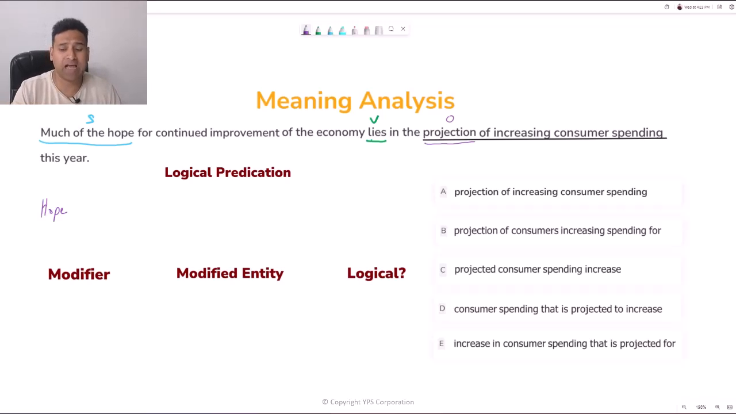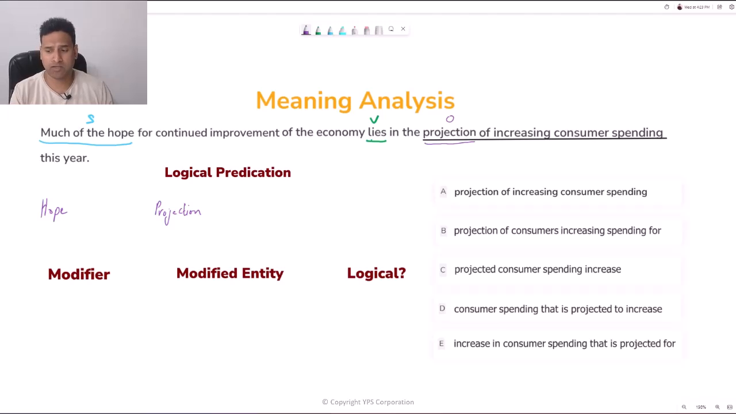Okay, so the hope lies somewhere or in something. So ask yourselves, where does it lie? What does it lie in? And you can definitely look at the rest of the sentence, the underlined portion, to see what our alternatives are. The first thing that I see is the noun projection. So let me write this down over here. So does the hope lie in the projection or increasing consumer spending?